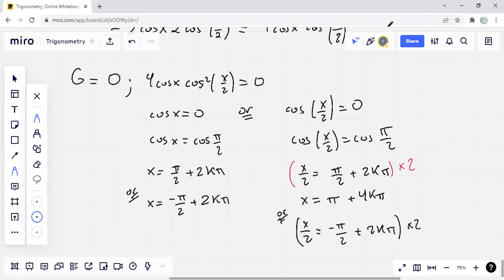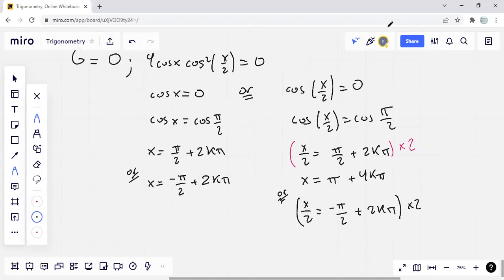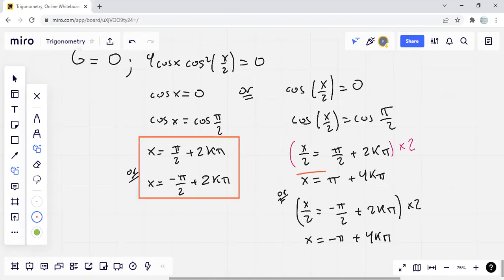We'll do the same with this equation. We'll multiply it all by 2, and we will get that x is equal to minus pi plus 4k pi. So now we will have these two solutions, and this one, and this one.